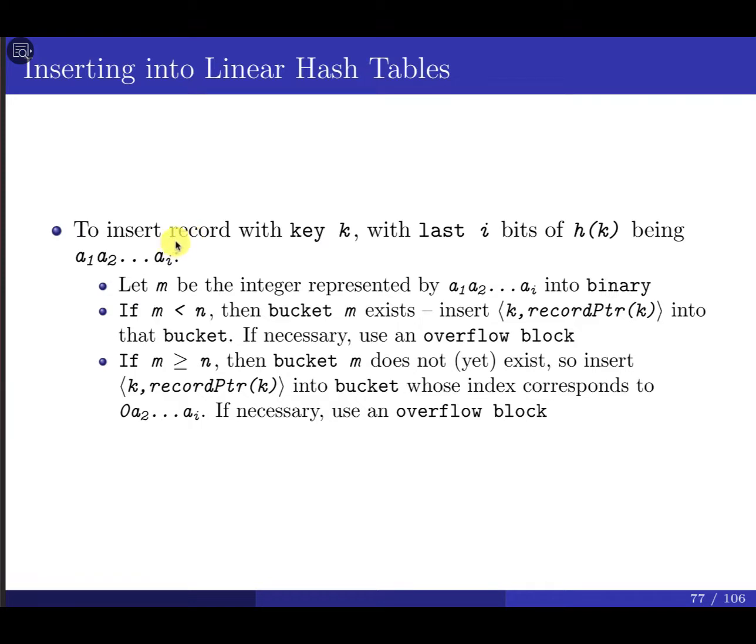Okay? To insert a record with the key K, the first thing we need to do is compute the hash value. Then, based on the hash value that the key produces, remember i is the number of bits we use to tell the hash index value, m. So m is equal to what here? It's going to be the first i or the last i bits of the hash value that we have.